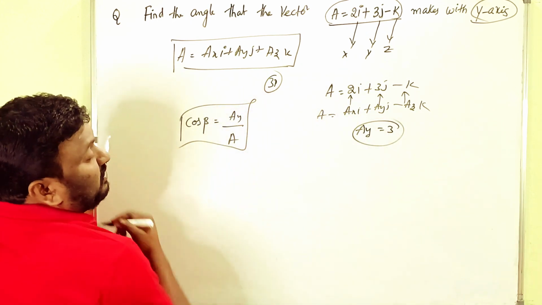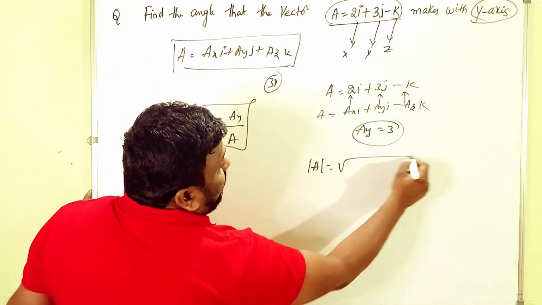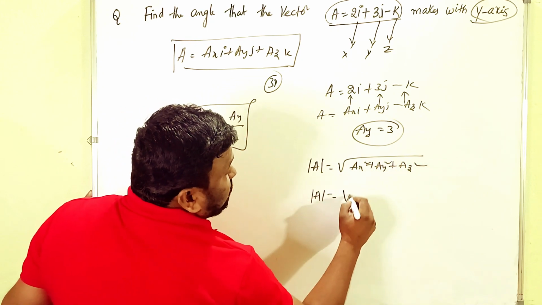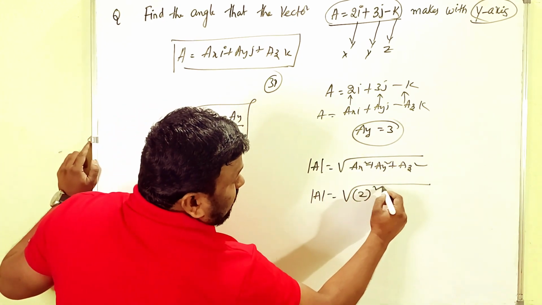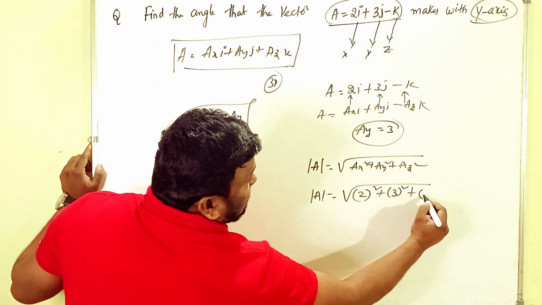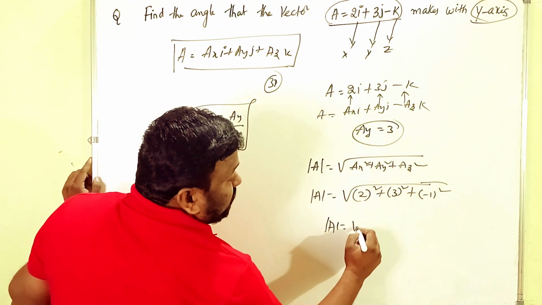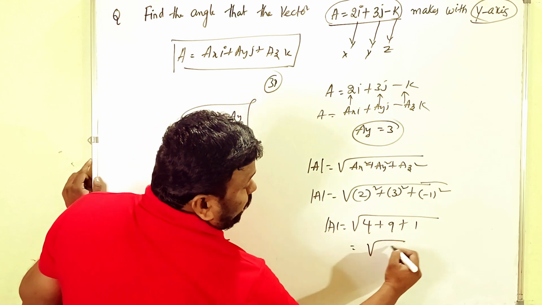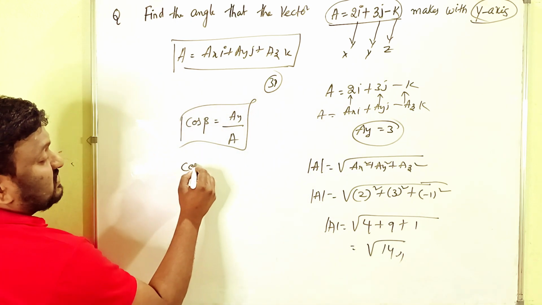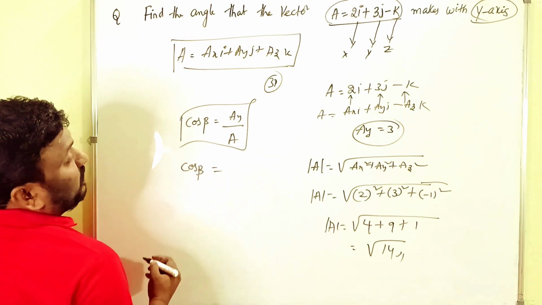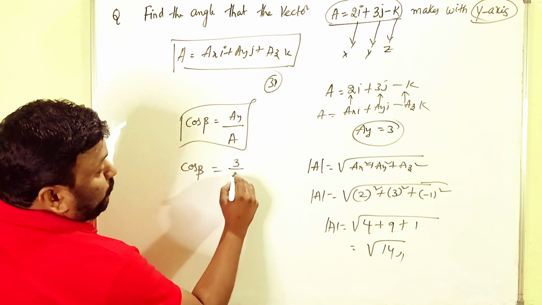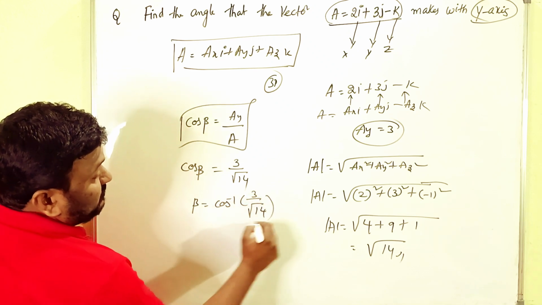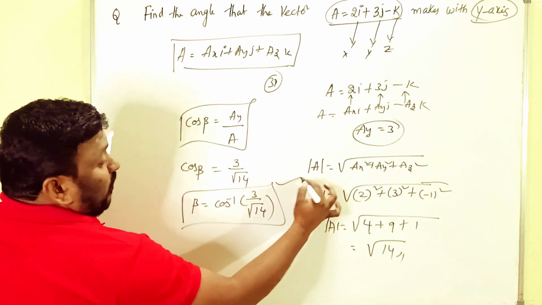And what is A, the magnitude of A? The formula of magnitude of A is under root of Ax squared plus Ay squared plus Az squared. Then mod of A is equal to, Ax is 2, so 2 squared plus Ay is 3 squared plus Az is minus 1 squared. Then mod of A is equal to under root of 4 plus 9 plus 1, which gives 14. So therefore cos beta is equal to Ay, which is 3, by root 14. Therefore, beta is equal to cos inverse of 3 by root 14. This value must be in the options.